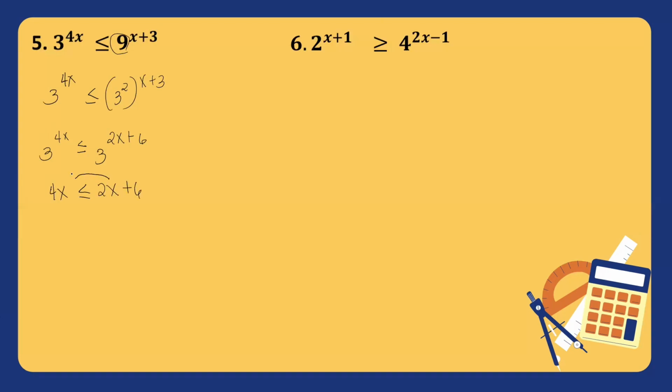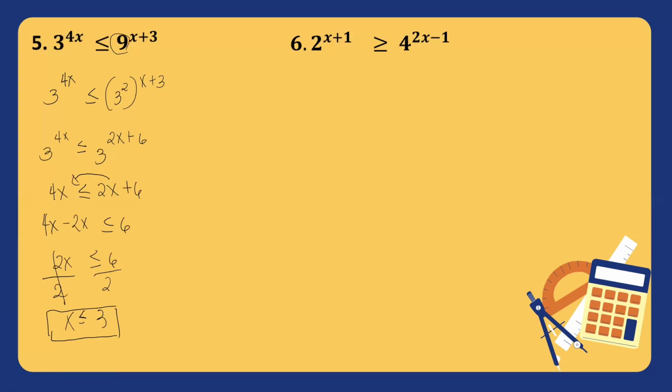Transpose si positive 2x, magiging 4x minus 2x is less than or equal to 6. So the answer is 2x is less than or equal to 6. Then divide both sides by 2, where 2x divided by 2 is x and 6 divided by 2 is 3. So this is our answer: x is less than or equal to 3. So ito po yung sagot. Okay, if you're going to check, dapat magiging true statement siya.